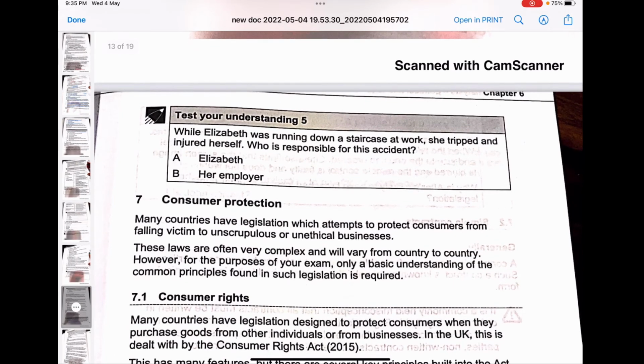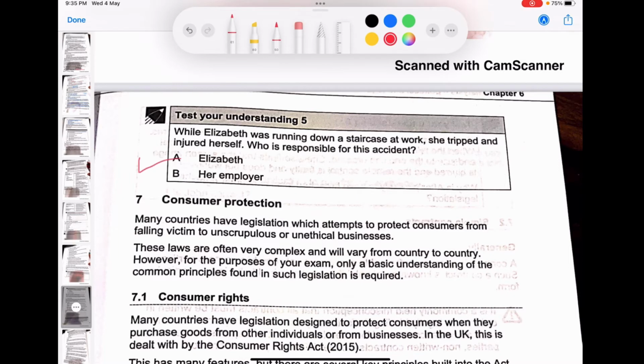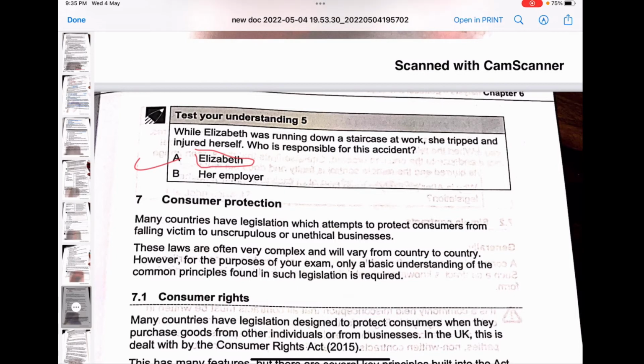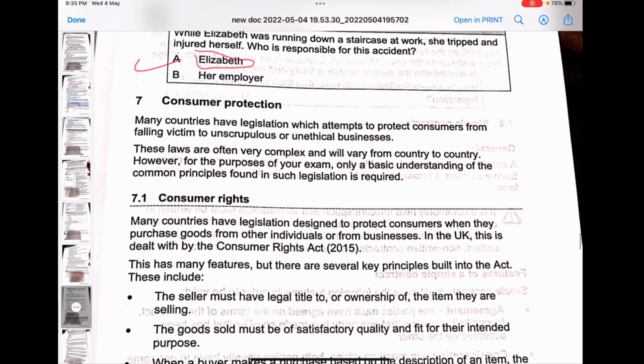While Elizabeth was running down a staircase at work, she tripped and injured herself. Who is responsible for this action? The person who is responsible is Elizabeth herself, because why was she running down a staircase in the first place? Employer can't stop that. It was her choice. So it's Elizabeth's fault.